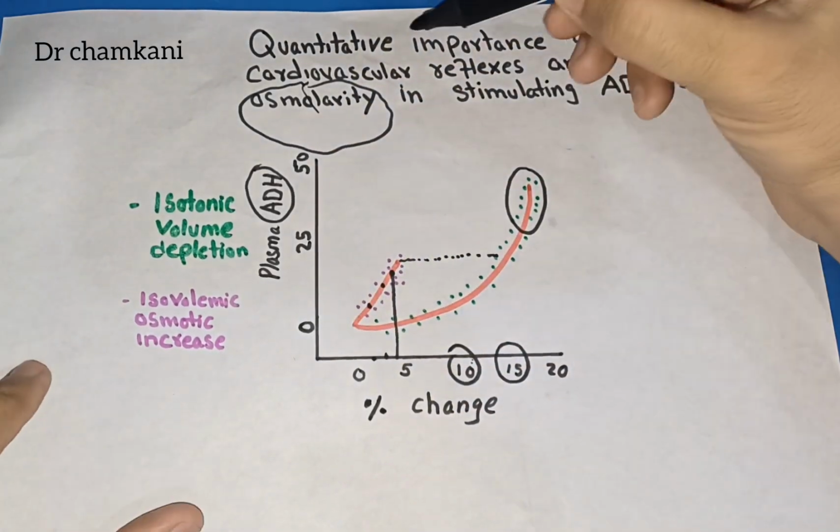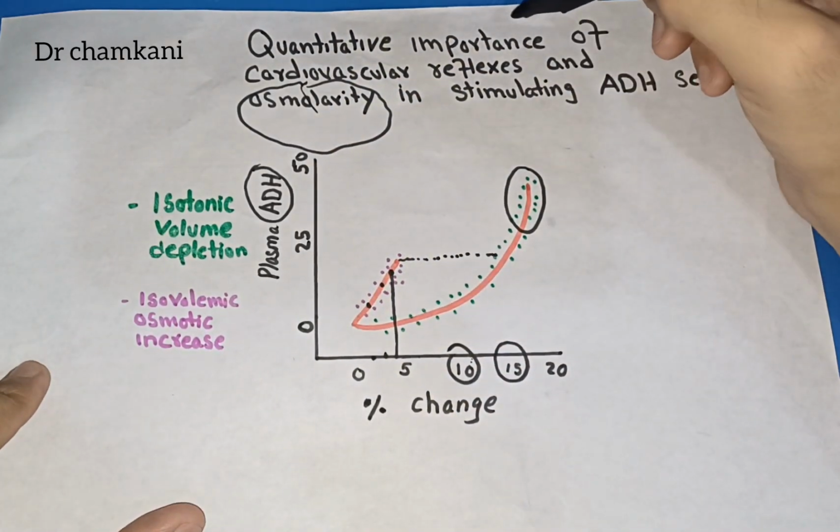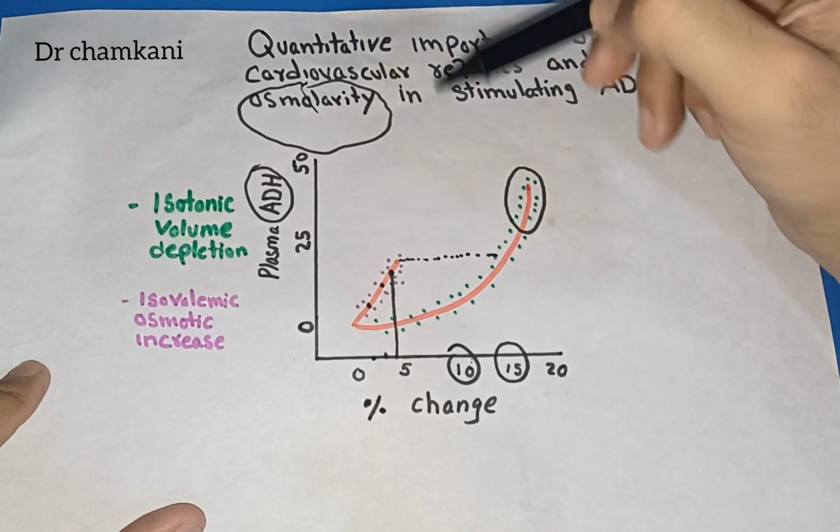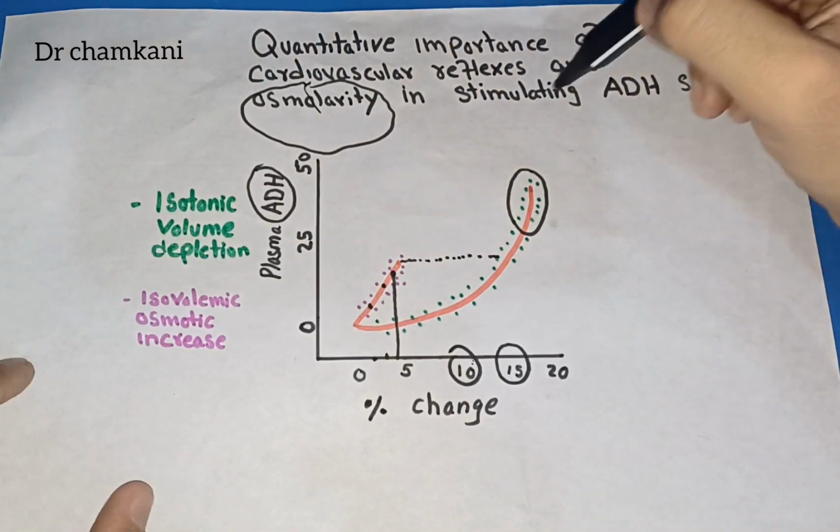So that's the quantitative importance of both the cardiovascular reflexes and osmolarity in stimulating the antidiuretic hormone secretion.